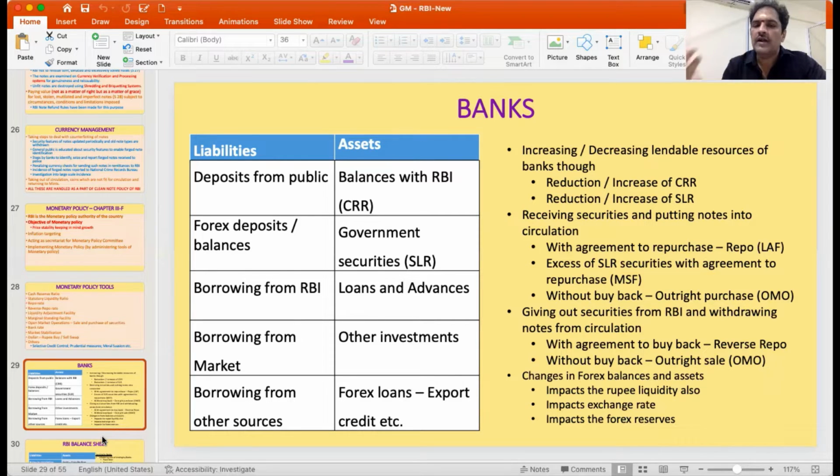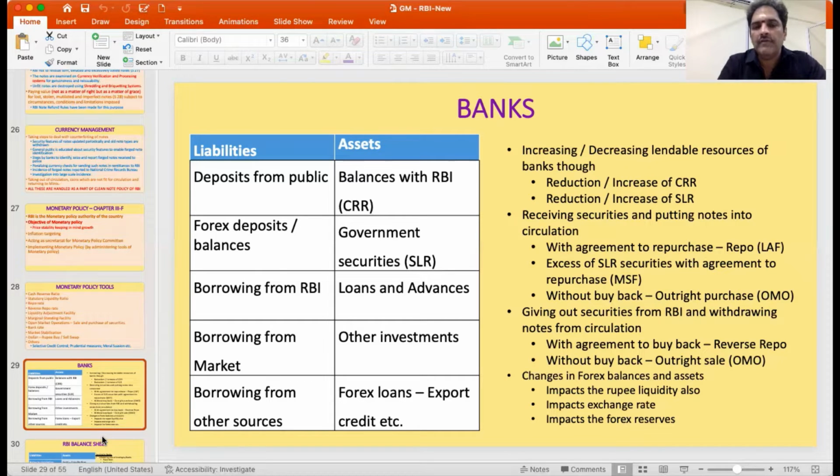Then whatever loans and advances are extended by the banks, that will be another asset. Then other investments other than government securities which they are investing in will also be the assets of the bank. Then foreign exchange loans, export credit, etc., that is provided for, these also constitute assets of the banks. So now, how will the lendable resource of the bank be affected?